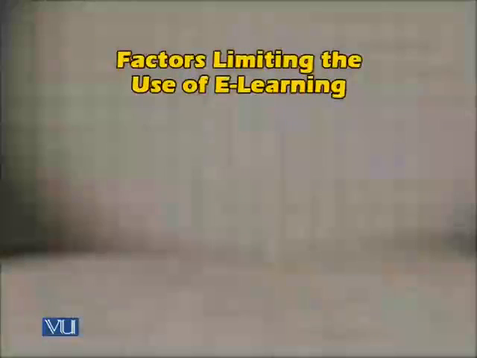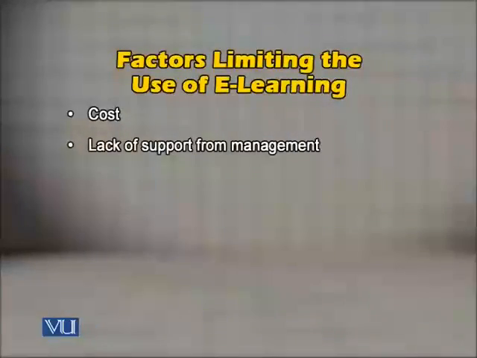But in using these resources, there can be certain hindrances. There can be certain factors that limit the use of technology, that limit the incorporation of e-learning into the learning system of an organization. So what can be those factors? Those factors are, first of all, cost. It takes a considerable amount of money to develop the infrastructure, to develop the training content that is delivered through e-learning. So one factor is the higher cost attached to it. Another factor is the lack of support from the management.